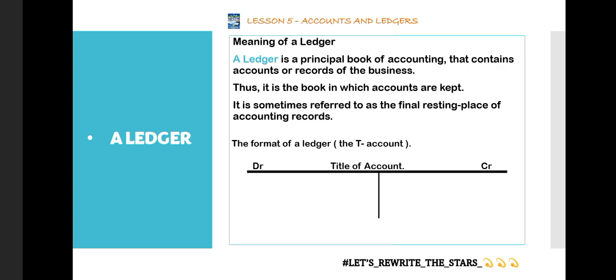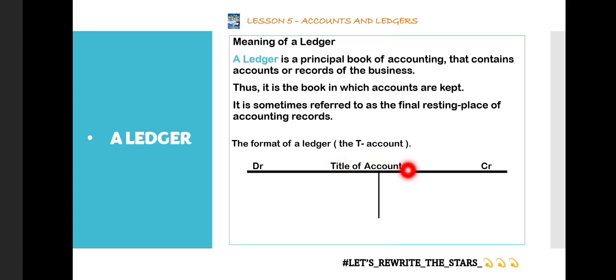The first feature you see on a ledger is the account name. So the various accounts we identified in those transactions. Owner started business with check. You see, we identified capital and then we identified bank. If it is the capital account you are creating, you write capital account where they've written title of account, at the top. If it is the bank account we are creating, then you write bank account at the same place.